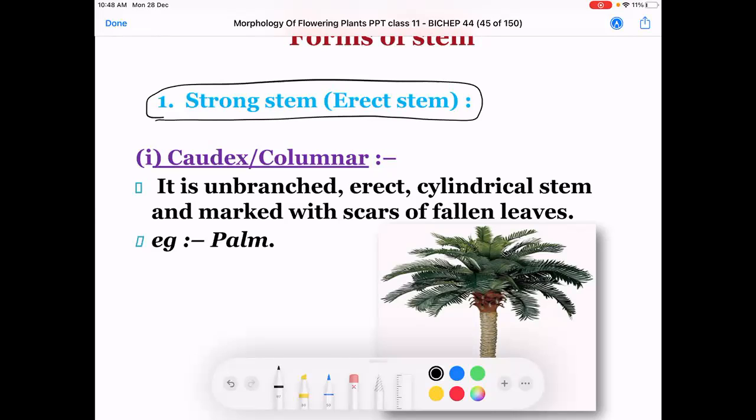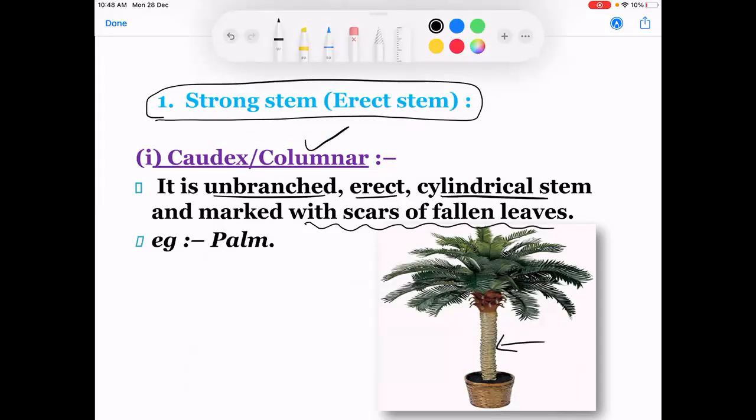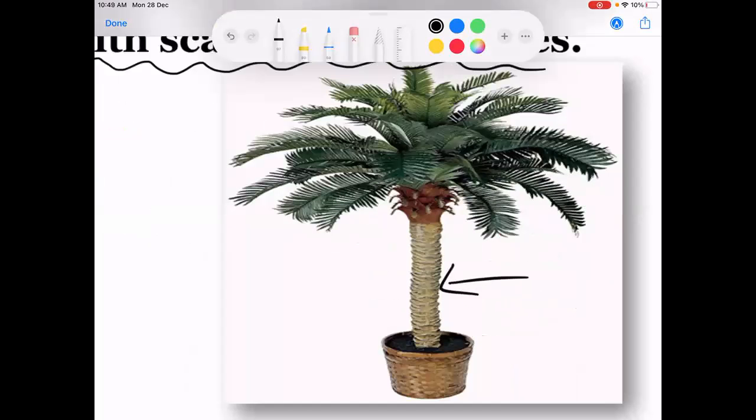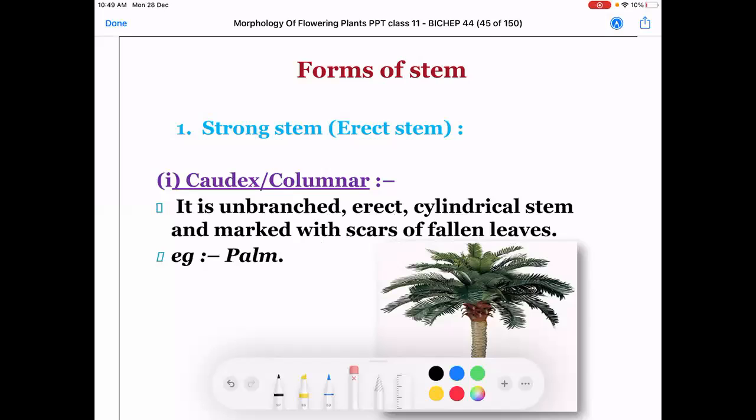Now in erect stem, the first type is named columnar or caudex. It is erect, standing like a column. That is why it is termed columnar. Unbranched, erect, cylindrical, right? But very importantly, it has scars of fallen leaves. Earlier, leaves used to grow on it which have now fallen. So if you see the scar of fallen leaves on the stem of a palm, you will see this in the coconut tree also, if you have observed keenly. So this kind of stem is the caudex or columnar type of stem.